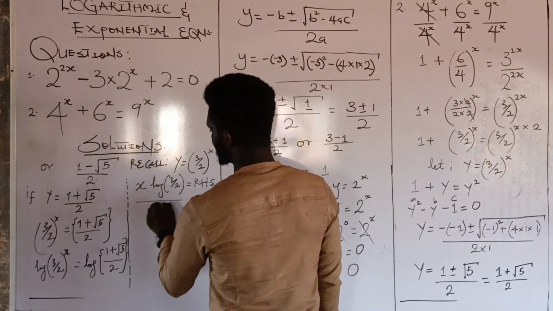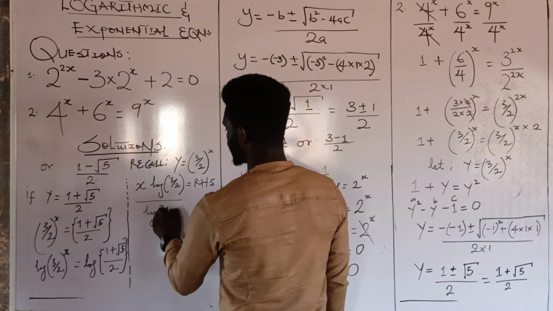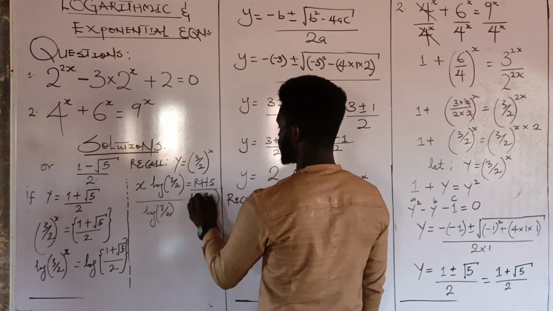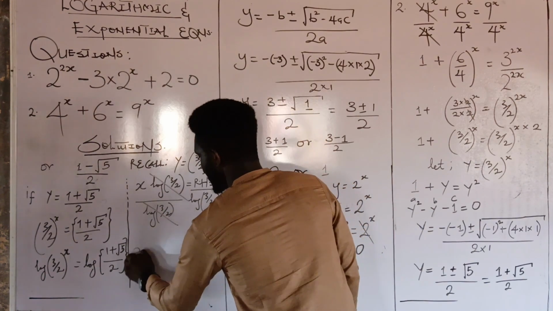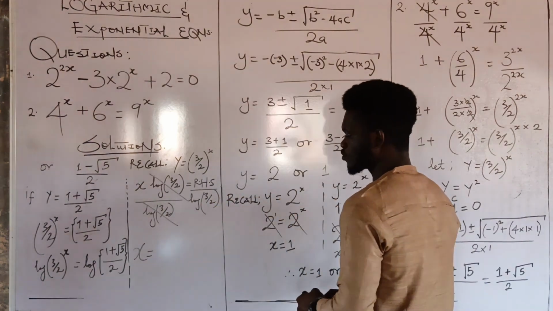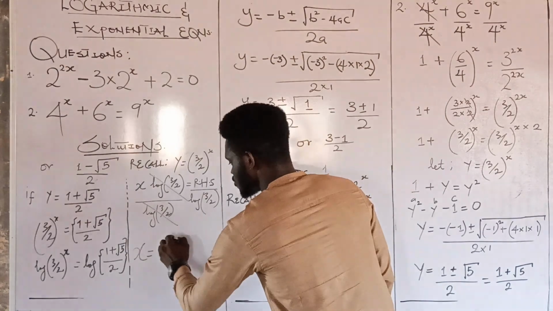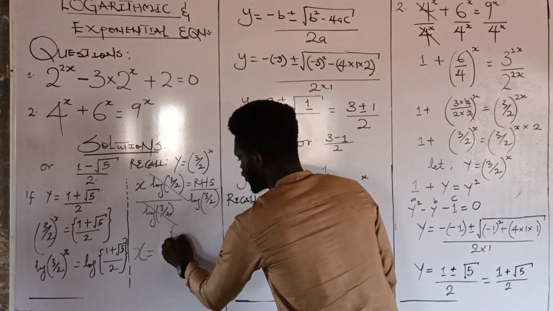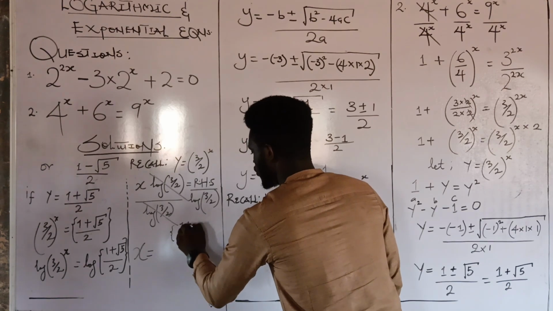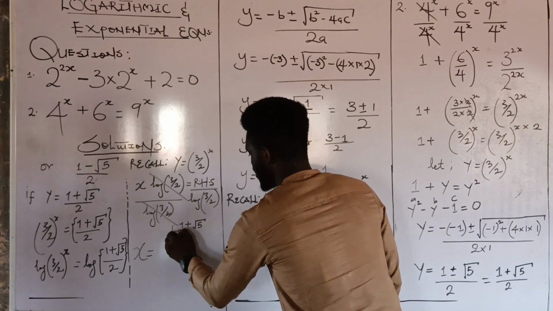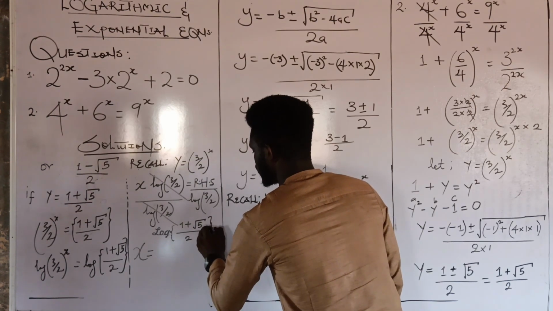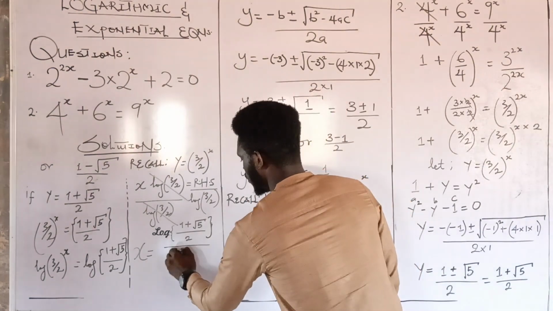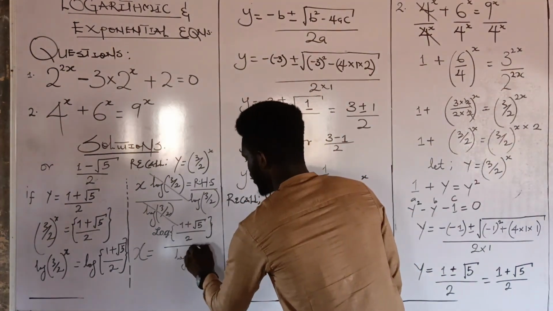So from there, what do we do? Want to get the value of x, so divide both sides by what? The log of 3/2. We have here divided by the log of 3/2, so this one cancels out. So we have finally that x is equals to what? The right hand side, let me quickly write it down. The right hand side is 1 plus the square root of 5, all divided by 2. Then divided by what? Log 3/2.